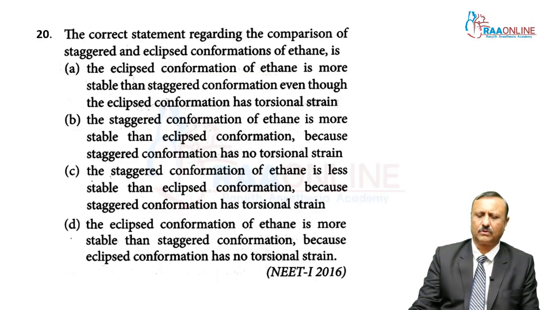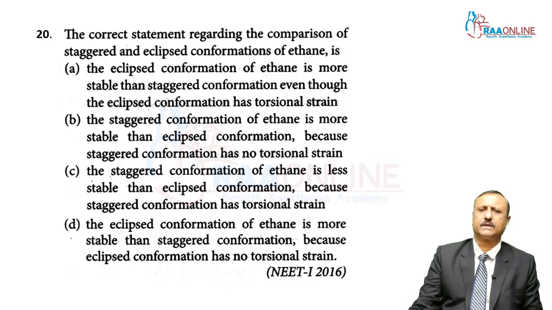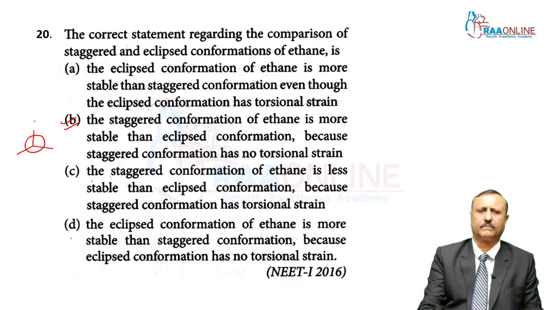Now, my dear students, we can go to question number 20, the correct statement regarding the comparison of staggered and eclipsed conformation of ethane. The answer is B. Why? Because we can draw the staggered and eclipsed forms. When you draw them, you can see that the staggered form is more stable because the second hydrogen atom is present on the opposite side of the main hydrogen atom. This is the carbon atom in front, the circle, and the back carbon atom.